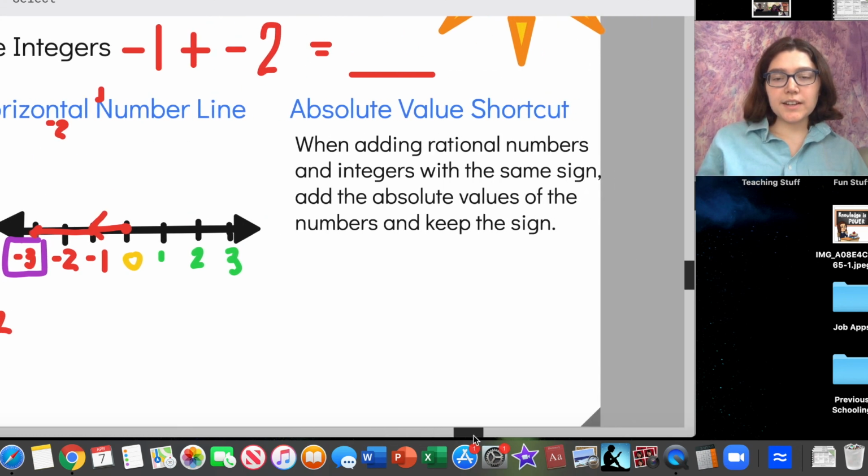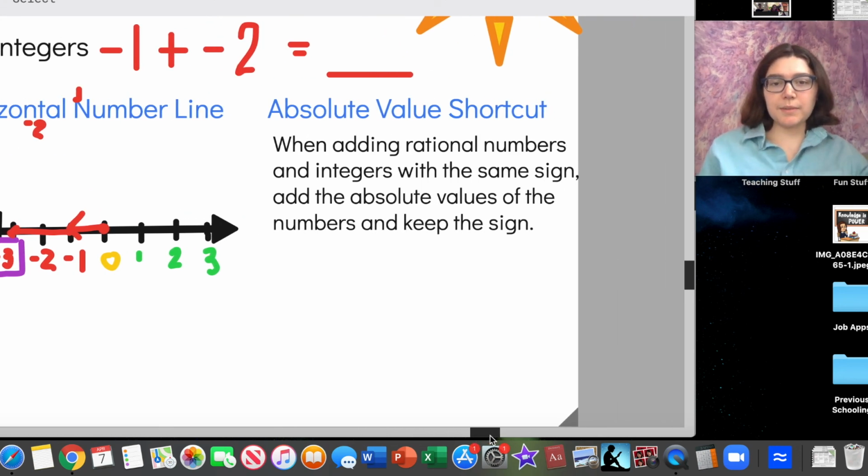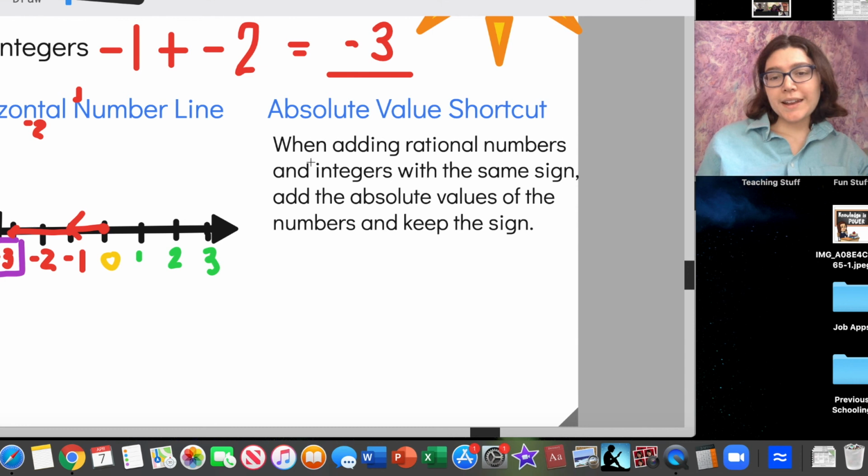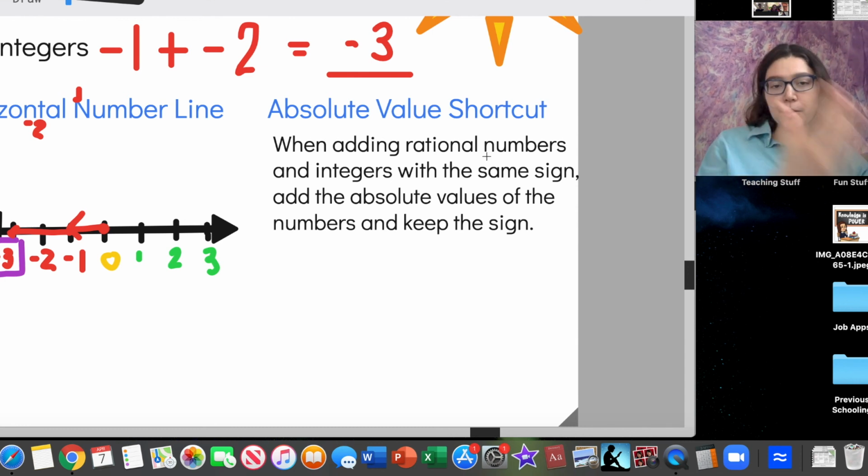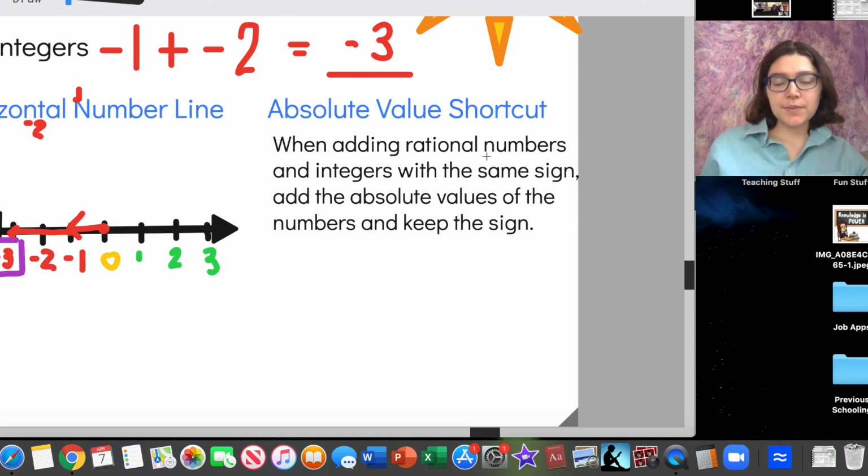All right, so now we start getting into these absolute value shortcuts and when this matters more. When adding rational numbers, integers with the same sign, meaning they're both positive or they're both negative, then what we do is we add the absolute values of the numbers and keep the sign.